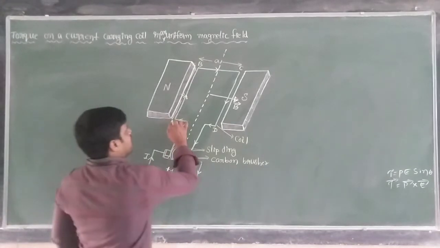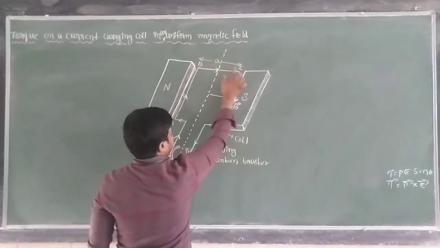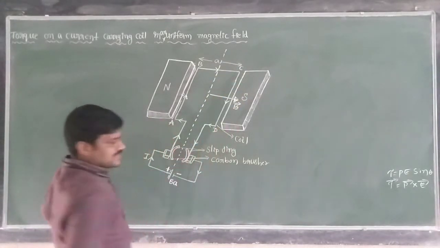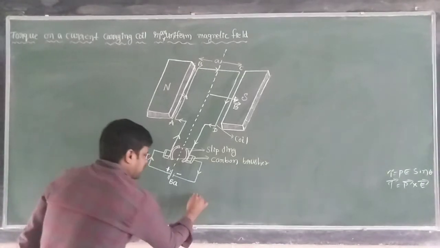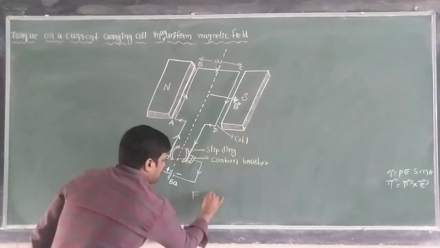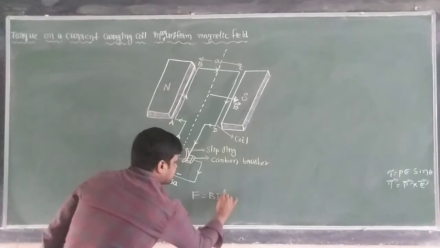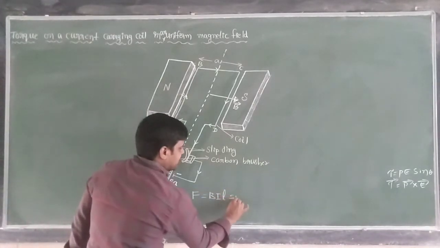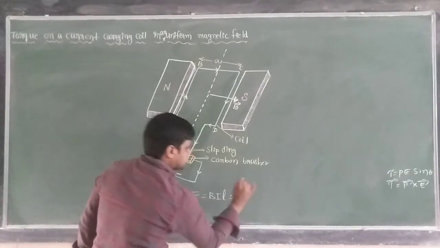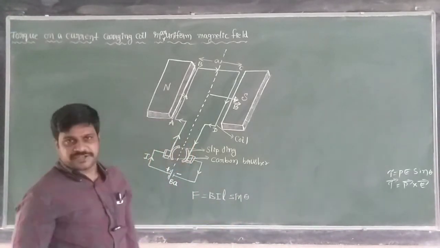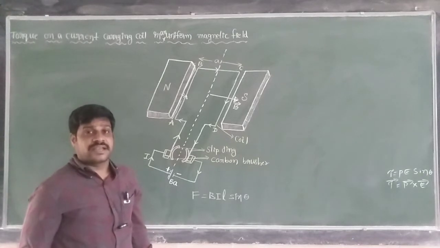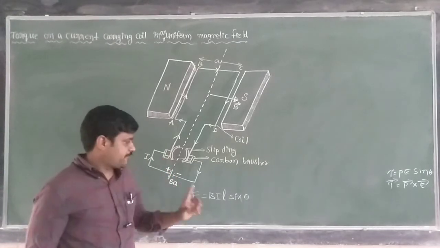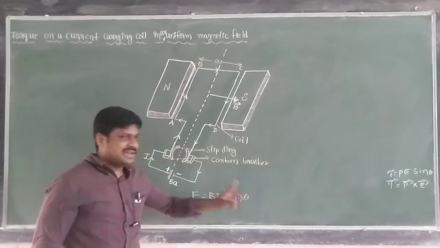In this coil, totally how many conductors are there? 4 conductors. A to B, one conductor, B to C, another conductor, C to D, and D to A. Whenever a current carrying conductor is placed in a magnetic field, it experiences a force. That force is BIL sin theta. We have derived the expression also.